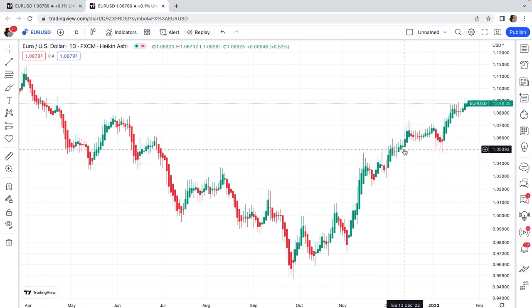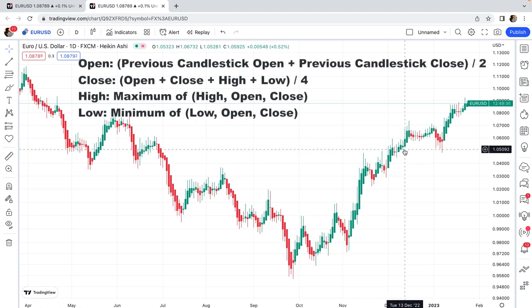For a Heikin candle, the opening price is the midpoint of the previous candle body. In other words, previous candle opening price plus closing price divided by 2. The closing price of a Heikin candle is the average price of the current period data. In other words, sum of open, high, low, close divided by 4. The high of the candle is the maximum of high, open, close, and similarly the low of the candle is the minimum of low, open, close. And similar to candlestick charts, when the closing price is above the opening price, the candle is green, and when the closing price is below the opening price, the candle is red.